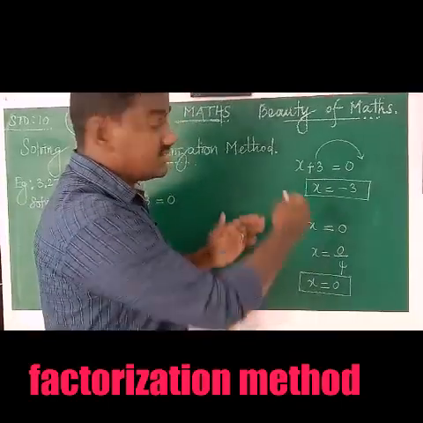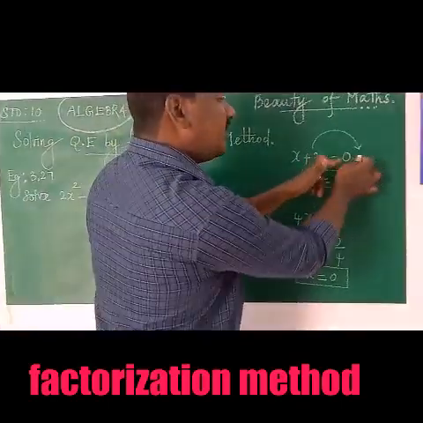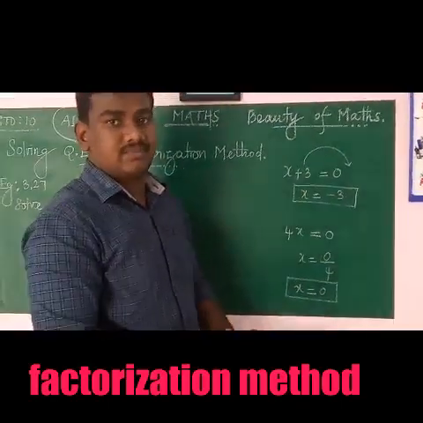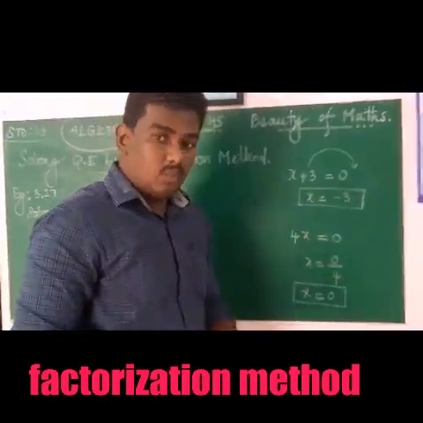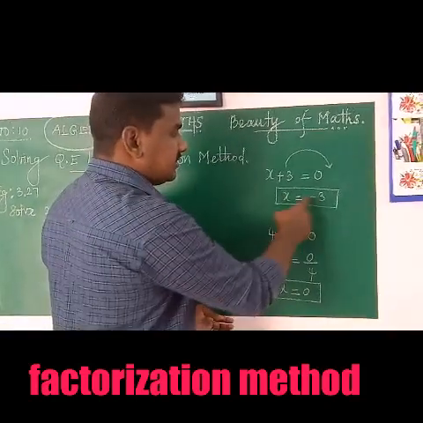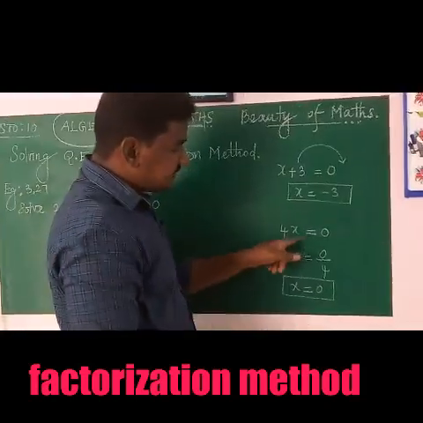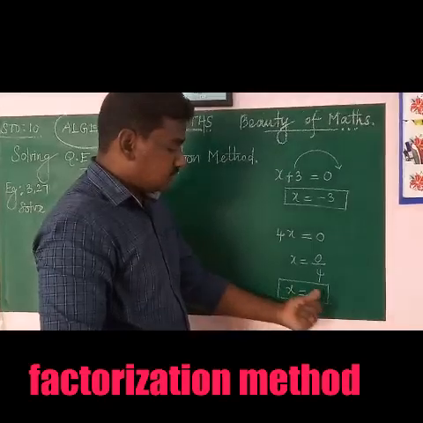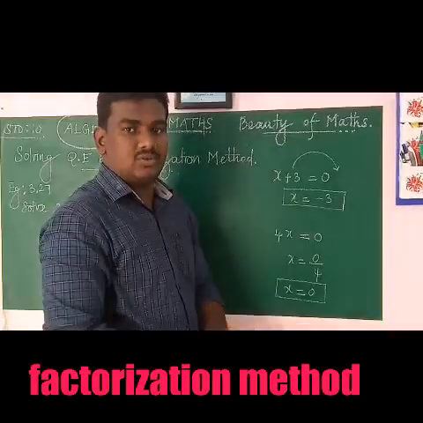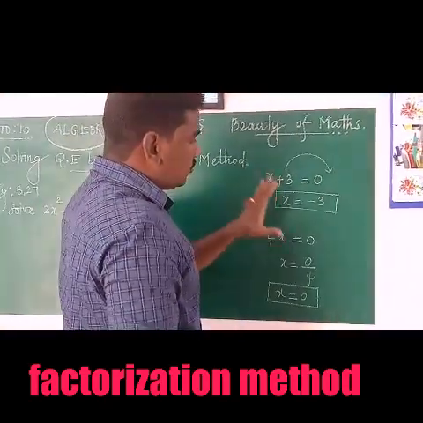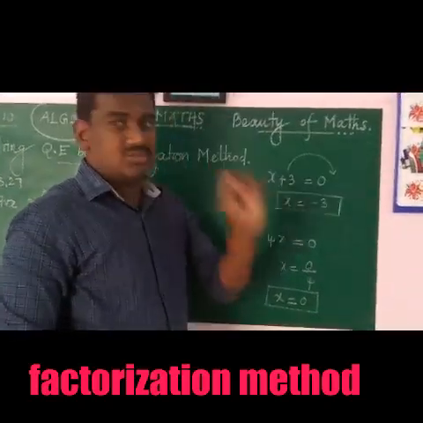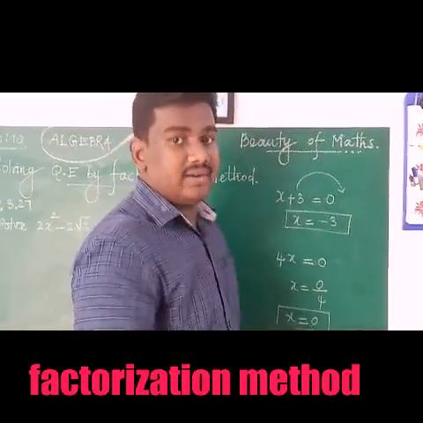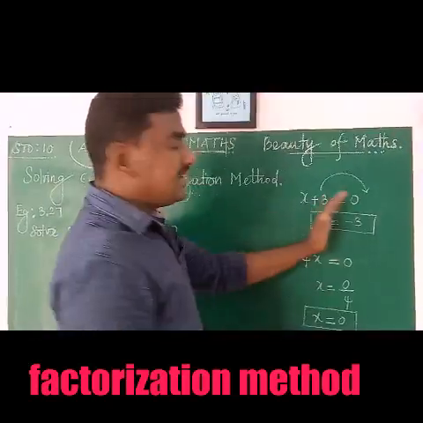What type of equation is given? Let's see. x plus 3 equal to 0. This is a linear equation. We know that a linear equation has one solution, which means a unique solution. So x is equal to minus 3. Here, this is also a linear equation, with one solution, that is x is equal to 0. So the question is solved, which means we have to find the solution set. So we have to find the x value, right? If it is linear, no problem.